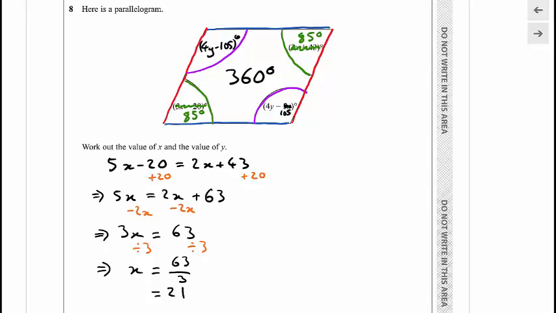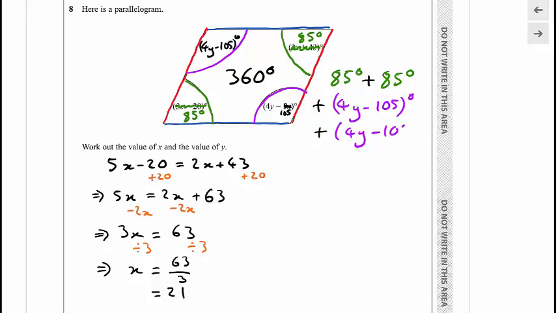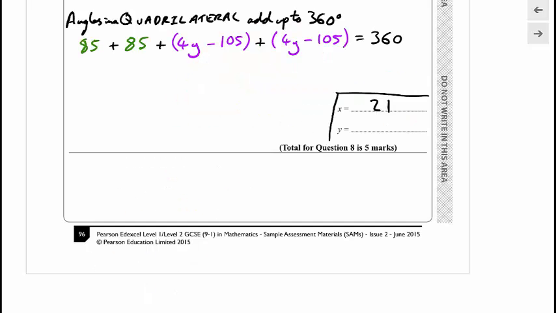So in other words, the green angles, so 85 degrees, plus the other green angle, so the other 85 degrees, plus the purple angles, so 4y minus 105 degrees plus 4y minus 105 degrees, that must add up to 360 degrees, okay? So then it's just a case of solving that equation. So this is the equation which I've got to try and solve.